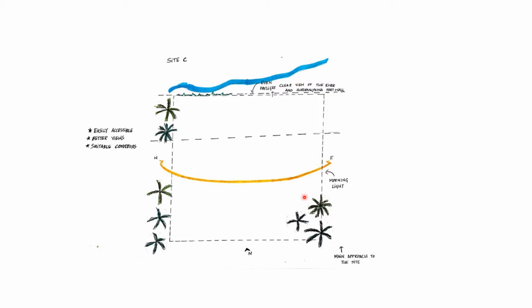So this is the sun path, and the north, and the site is almost aligned to the north, which makes the orientation of spaces easy. So we get morning light here, and even daylight through, and the evening light we would get here.